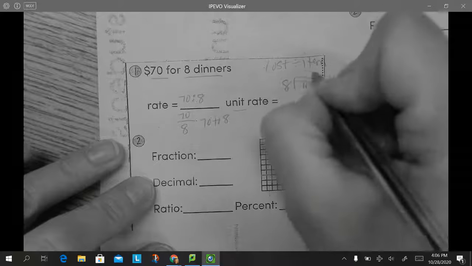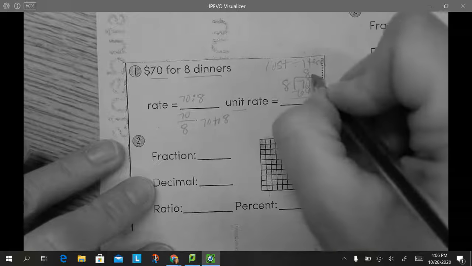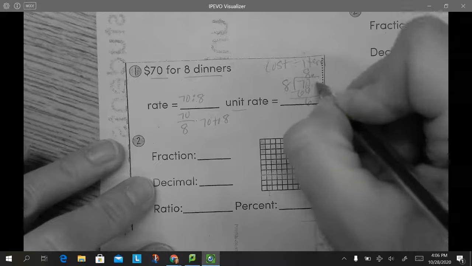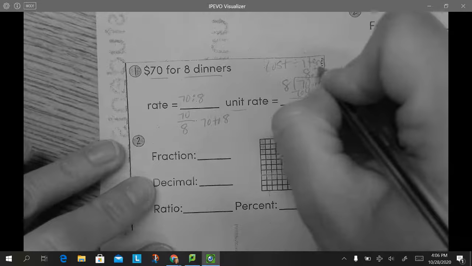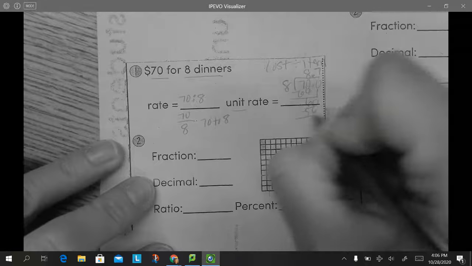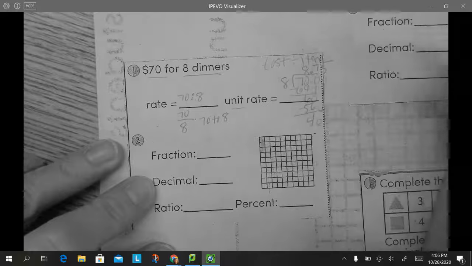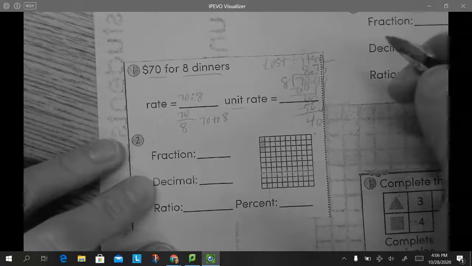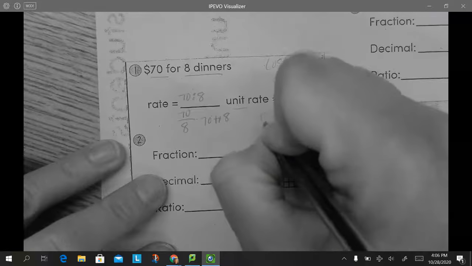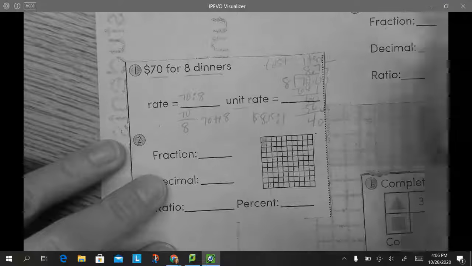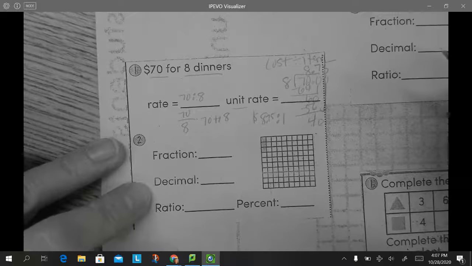8 goes into 70. Let's see here. 8 times 8 is 64. Subtract, you get 6. Okay, decimal points. There's a 0. Bring that down. 8 goes into 60 7 times. 7 times 8 is 56. Subtract, it's 4. Bring down the next 0. 8 goes into 40 5 times. Okay? So one dinner is $8.75. All right, good job.